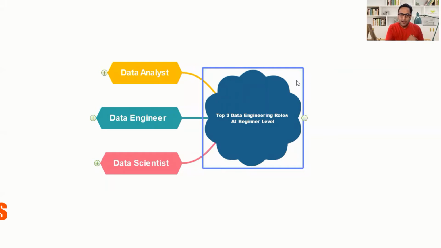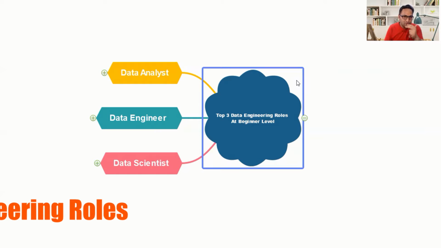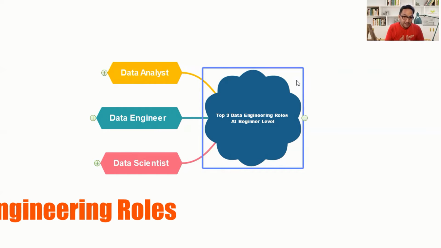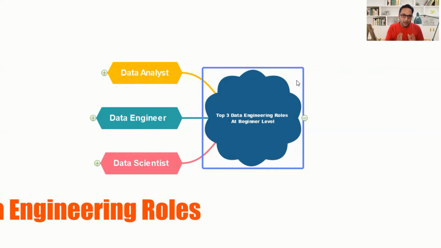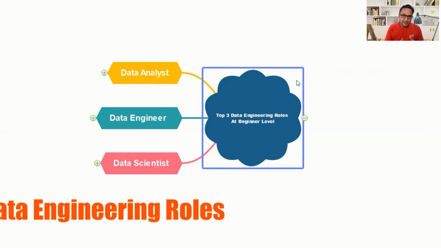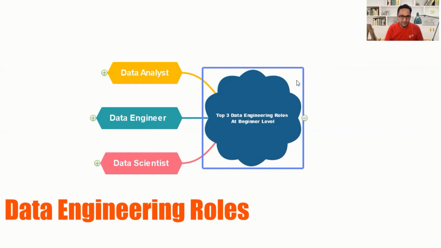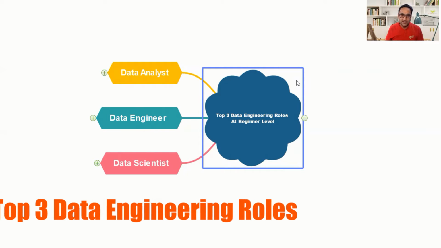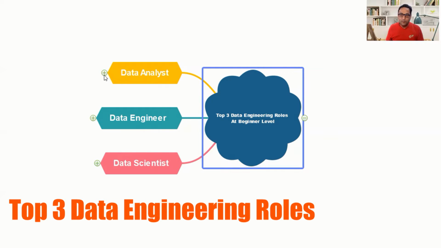So see on my screen. Here you can see in this mind map, there are the top 3 data engineering roles at the beginner level that you should target. The first one in this list is data analyst. So what does a data analyst do? What exactly is the job function of a data analyst, and how should you view this role? It's very important to understand. So let's see one by one.